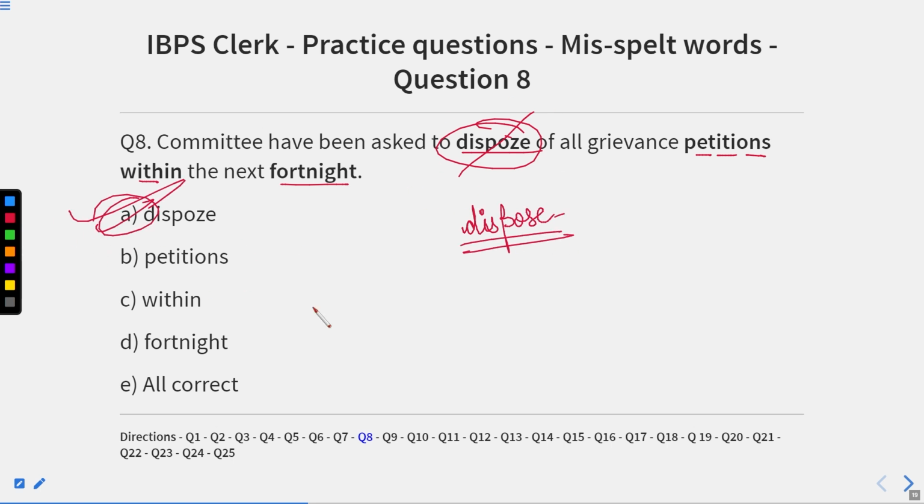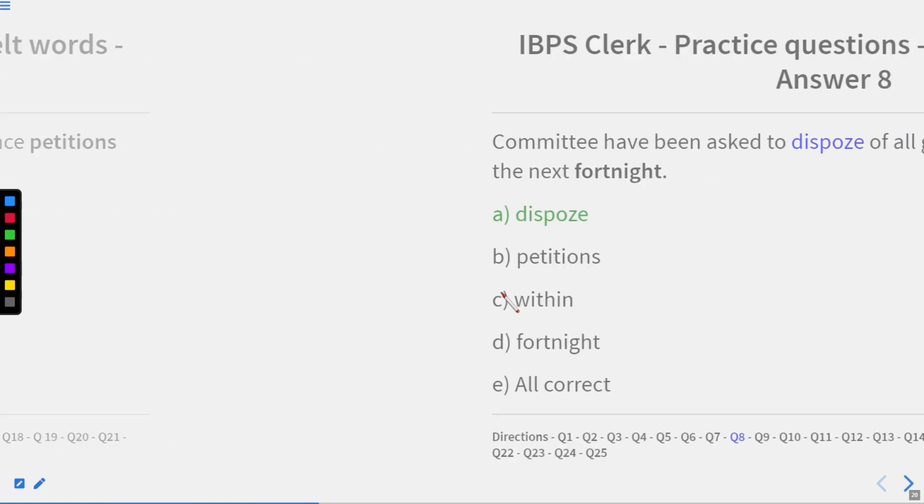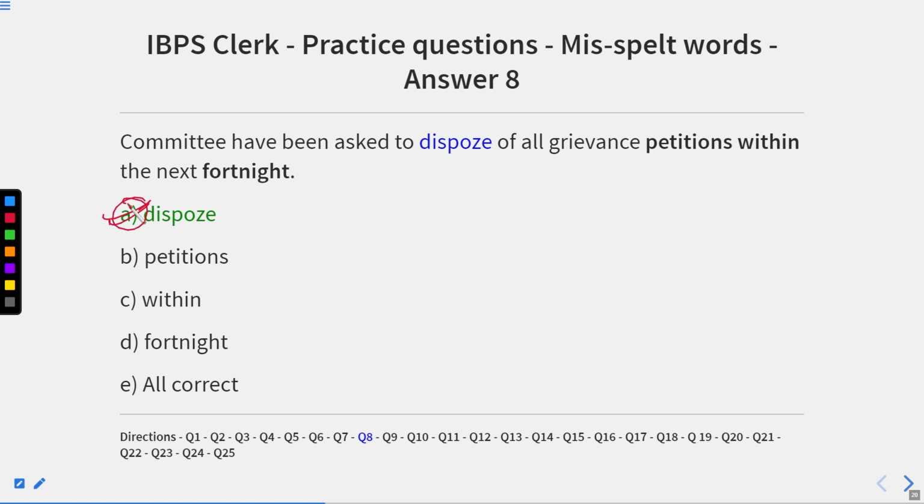So our answer is A. And the correct spelling is D-I-S-P-O-S-E, dispose. So committee have been asked to dispose of all grievance petitions within the next fortnight. It means to solve, or destroy, or get rid of all the grievance petitions, or to solve them out. Now let us move to the next one.